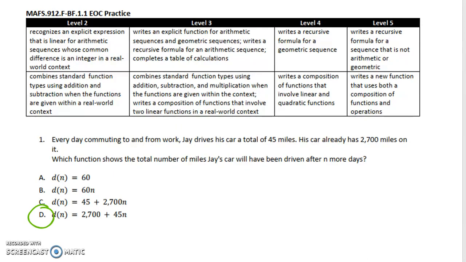If you said D, that's correct. Because each day he drives a total of 45 miles, right? He already has 27,000 miles on that car. So 27,000 is our initial value. The 45 is being multiplied every day that he's driving. So your correct answer is D.